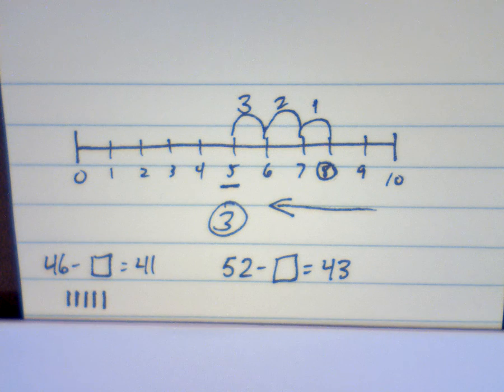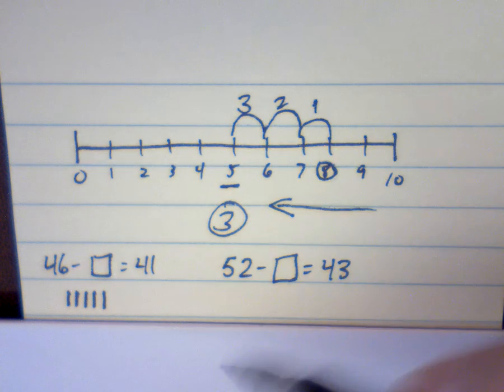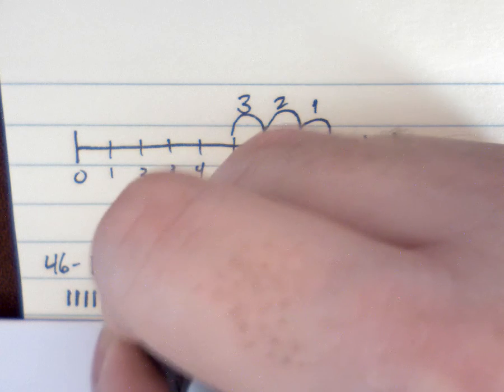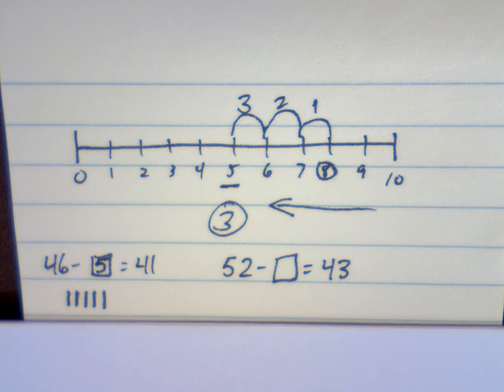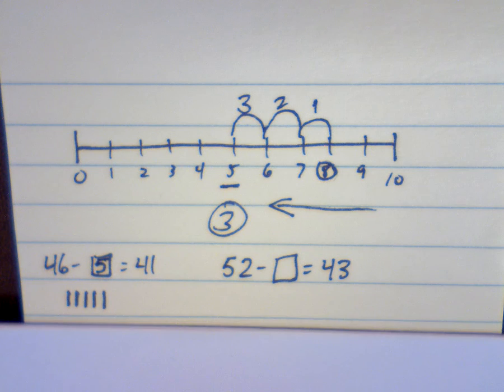If you did it on your hand, you'd have a fist closed. You can go backwards from 46 down to 41, or you can go up from 41 to 46, whichever way you feel most comfortable. If you start with your fist closed as 46, then 45, 44, 43, 42, 41, you would have 5 fingers just like you have 5 lines. So our number is 5. 46 minus 5 equals 41.